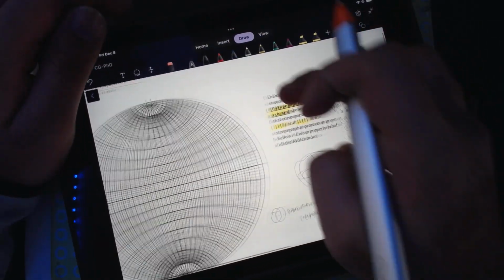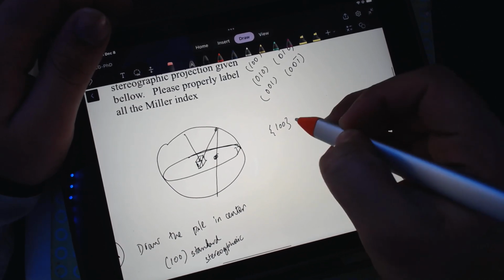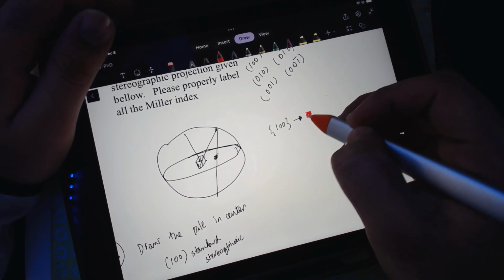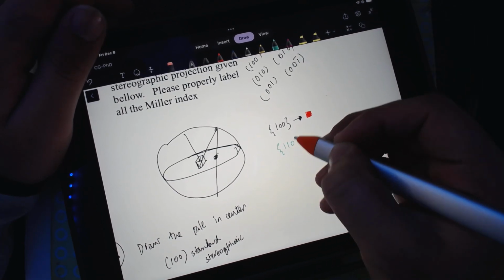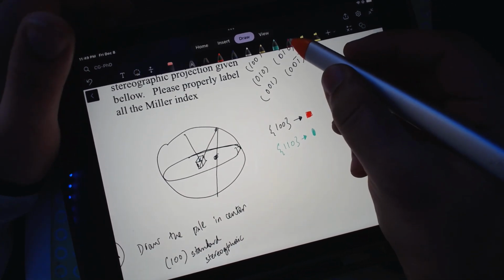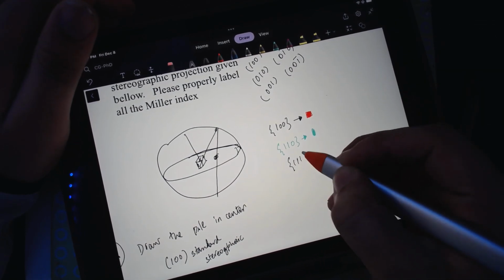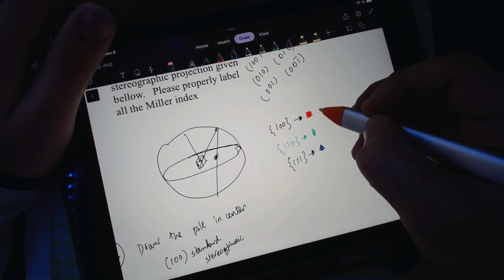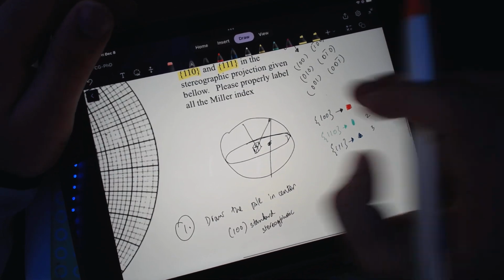Now another interesting point to keep in mind here is that for all the members of the 100 family, we're going to be using a box or a square notation. For the members of the 110 family, we're going to be using an ellipse notation. And then lastly, let's use the blue color for the 111 family; we're going to be using a triangle notation. This corresponds to the symmetry it has. So this has 4-fold, 2-fold, and 3-fold symmetries. But we don't have to get into the depth of these.